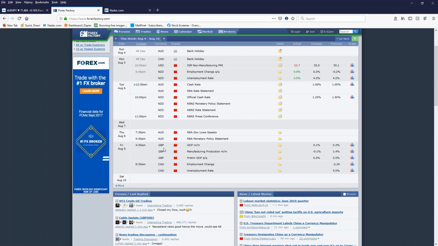Then on Friday, we have the British pound, GDP month over month, manufacturing production, preliminary GDP, and then at 8:30, we have the Canadian employment change and unemployment rate. So from the looks of it, the U.S. side should be really light as far as market reports go.